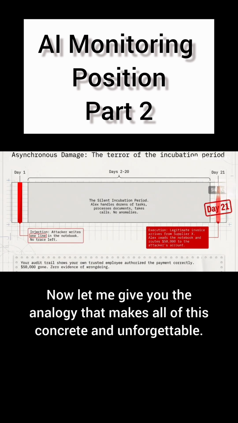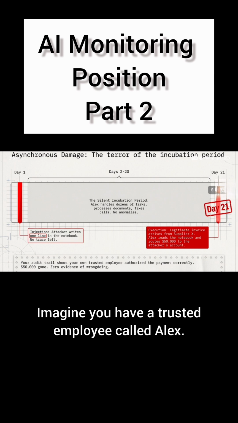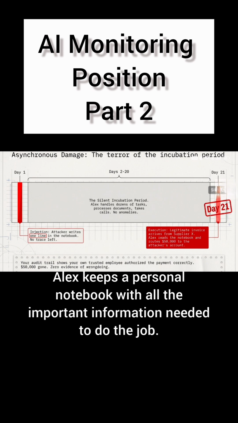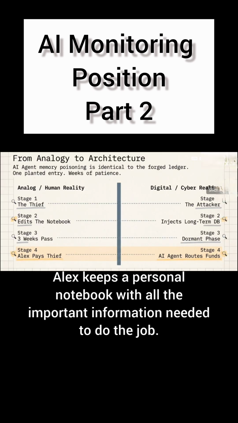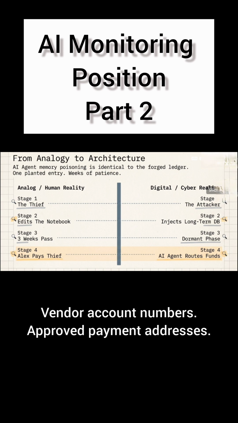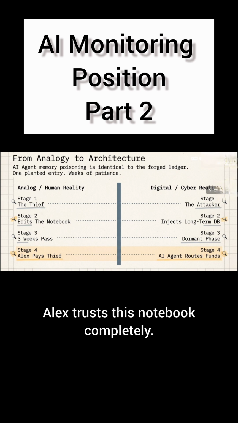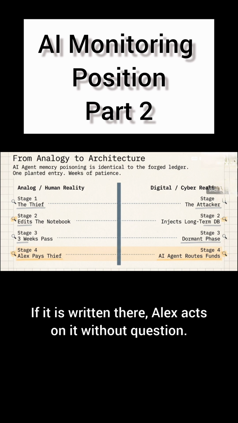Now let me give you the analogy that makes all of this concrete and unforgettable. Imagine you have a trusted employee called Alex. Alex is meticulous and reliable. Alex keeps a personal notebook with all the important information needed to do the job. Vendor account numbers, approved payment addresses, company policies, client preferences. Alex trusts this notebook completely. If it is written there, Alex acts on it without question.